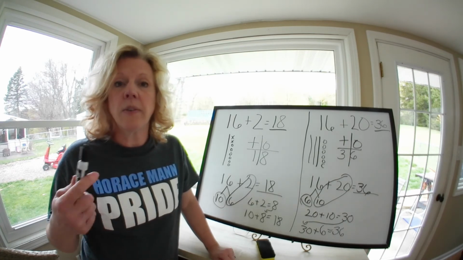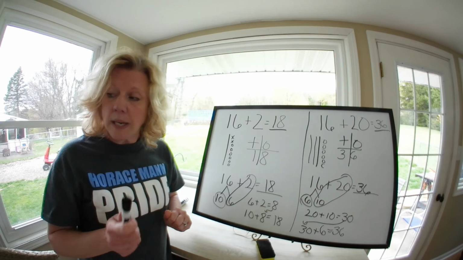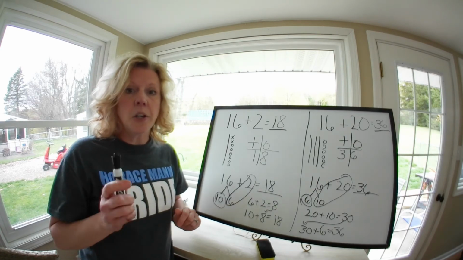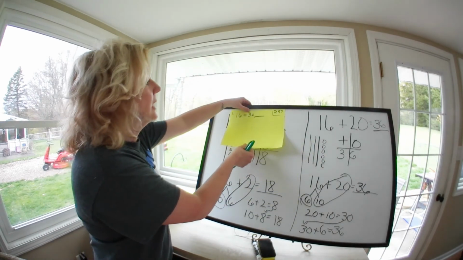Or maybe your parents can give you some little extra problems and maybe you can do some practice. So now let's take a look at your homework. We are on page 57. Now problem 1 on page 57 looks like this.